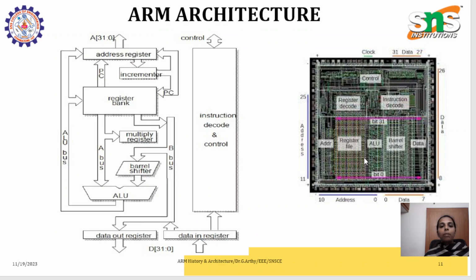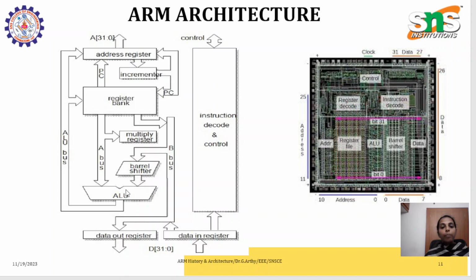Now coming to the ARM architecture. The ARM architecture is very simple. It includes the register bank. It has an ALU, barrel shifter, multiply register, incrementer, address register. Then it has the instruction decoder and control unit along with the data out and data in registers. The way it works is as follows.